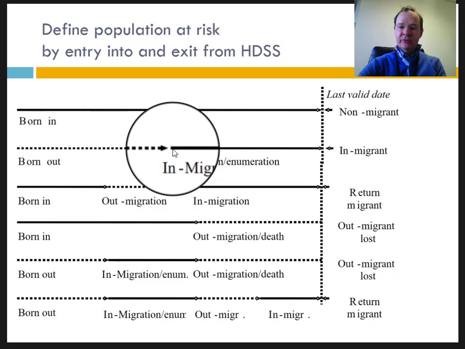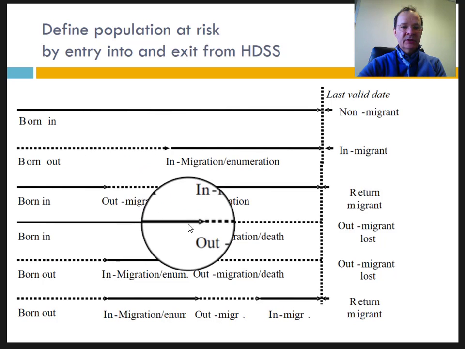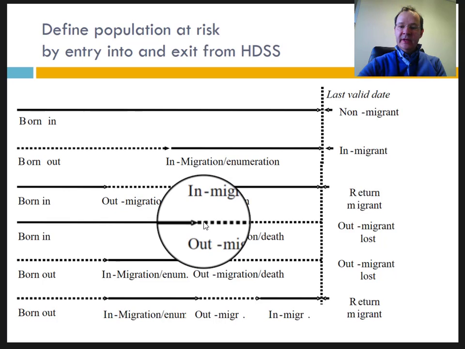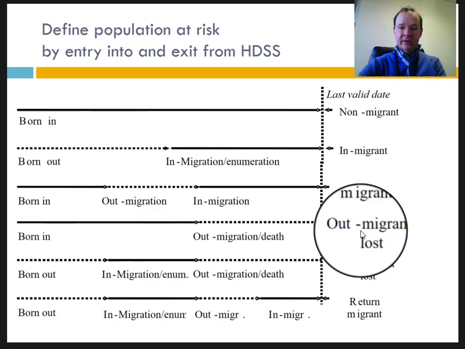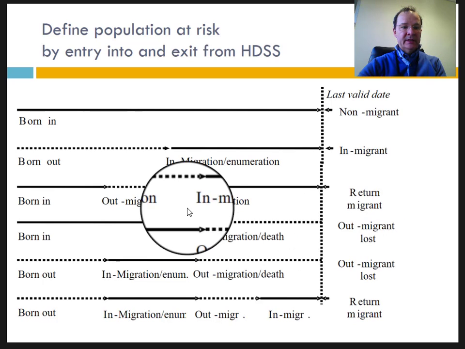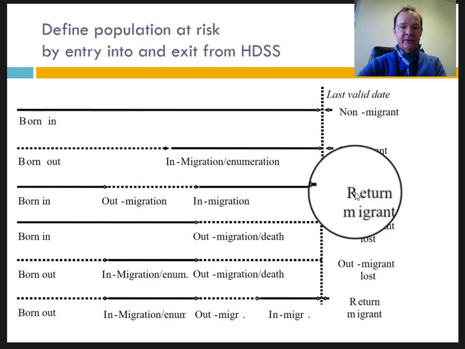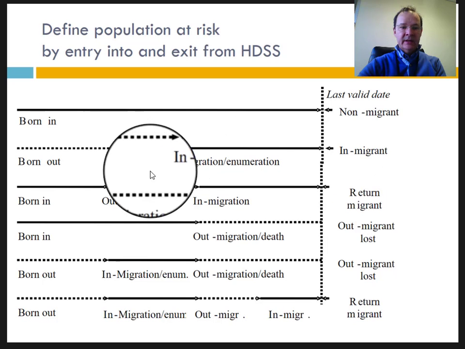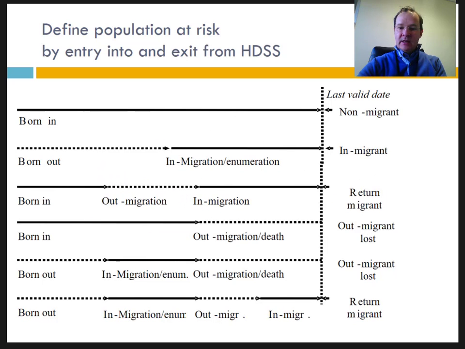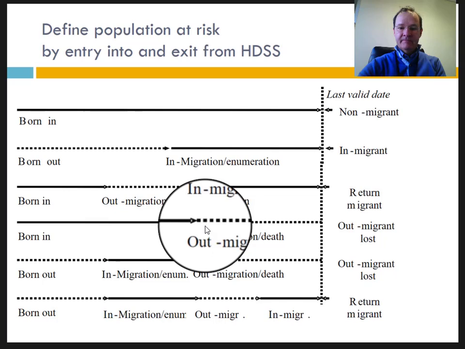Exclusion from the population at risk may occur through migration. If the individual never returns to the study area, then the individual is lost to follow-up. In case of a return, an out-migration followed by an in-migration, the individual is a return migrant. This episode out of the study area is called a gap. The individual is also excluded from the population at risk after death. This death event is the subject of much attention in HDSS data analysis.